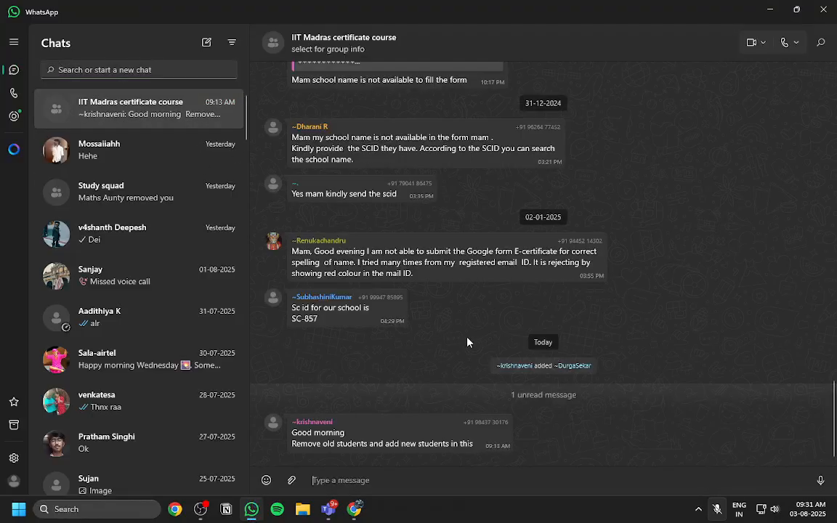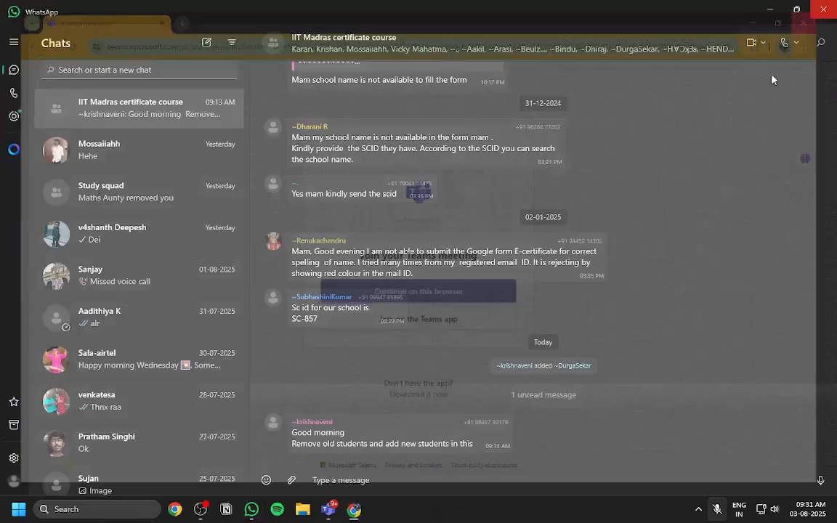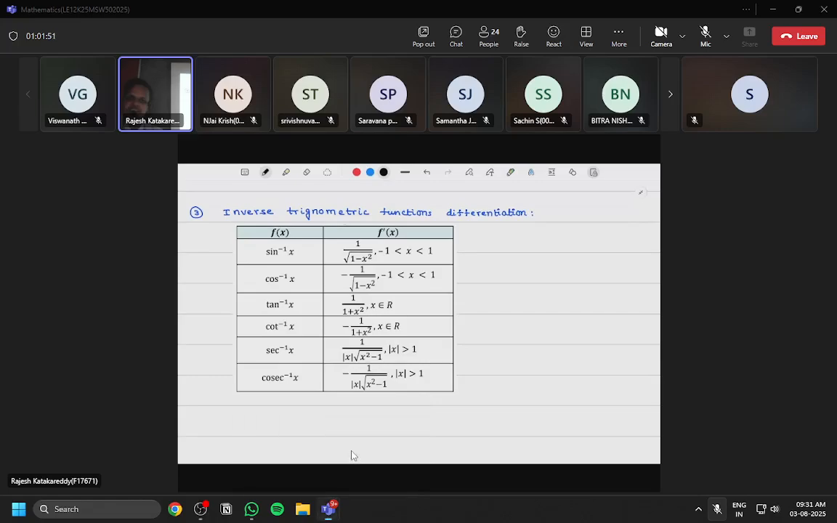I think next is inverse trigonometric function differentiation. Can you see the table? If you want for your reference, I have kept a few inverse trigonometric functions and their derivatives. Their domain also we have given, where the function is differentiable. So sine inverse x, cos, tan, everything.